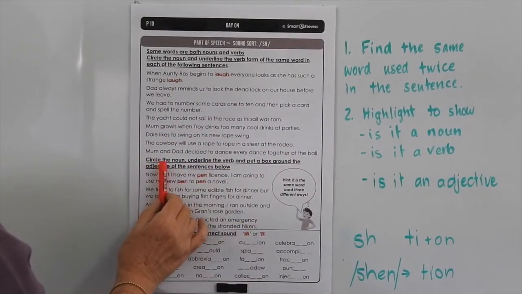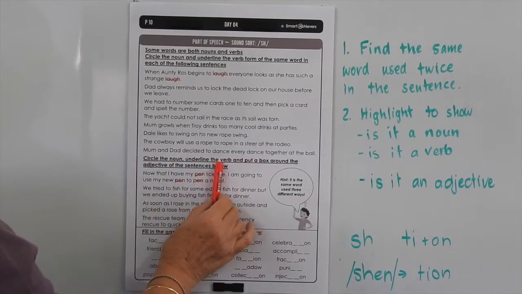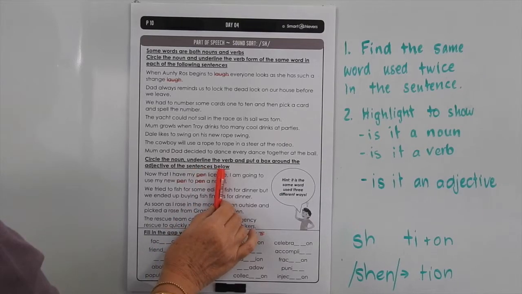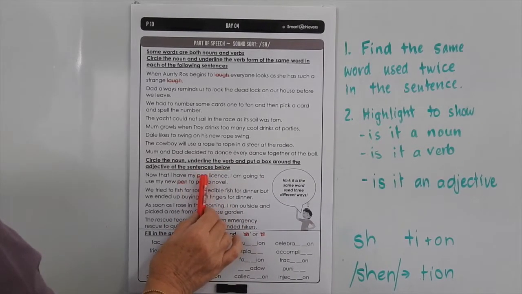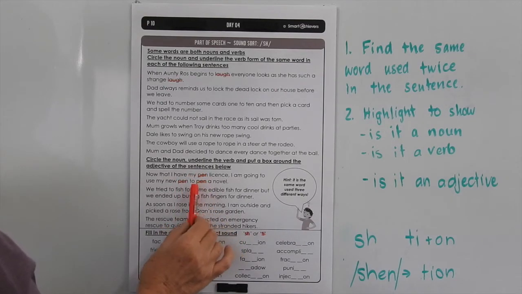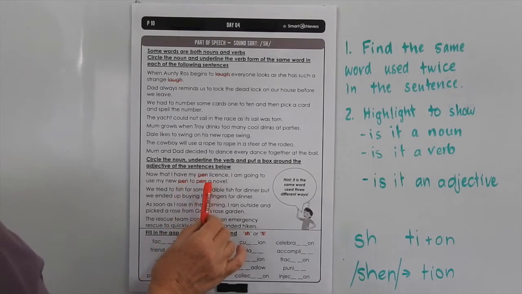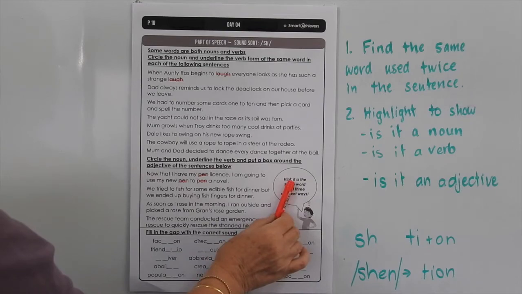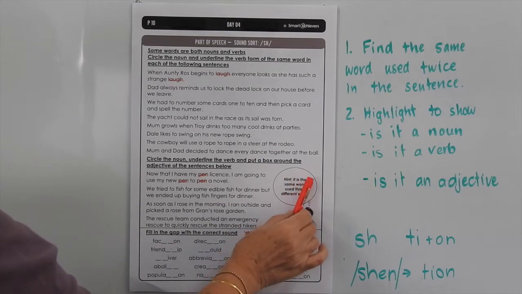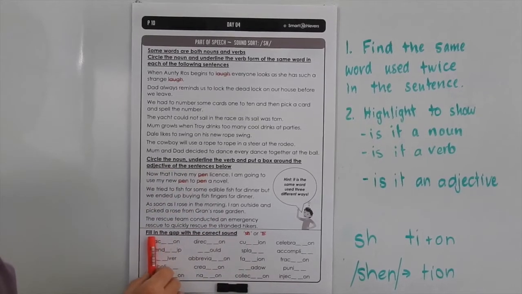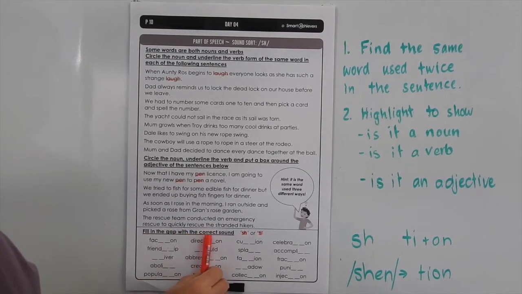Down the bottom, you have to circle the noun, underline the verb, and put a box around the adjective of the sentence below. So there are going to be 3 words in the sentence that are the same: pen, pen, pen. You've got to work out which is the noun, which is the verb, and which is the adjective, and then follow the instructions. So hint over here, it is the same word used 3 different ways. That's quite obvious.